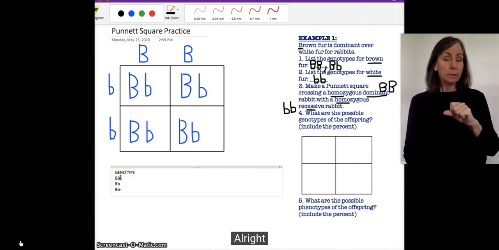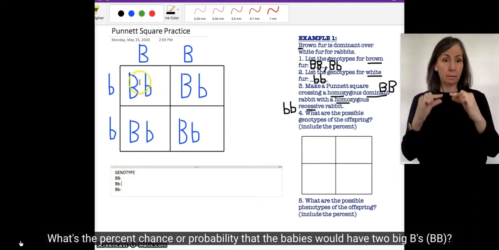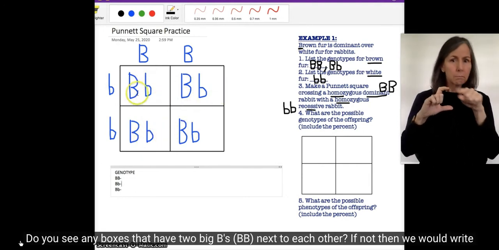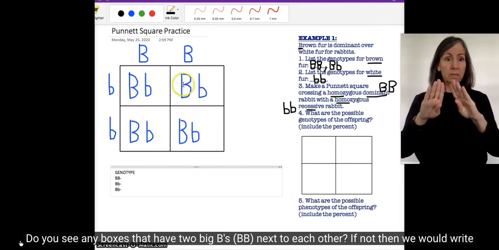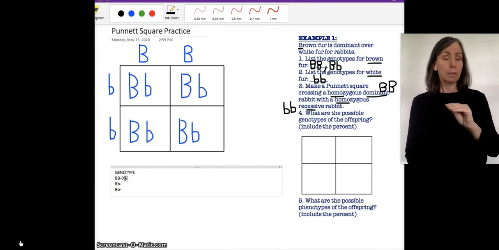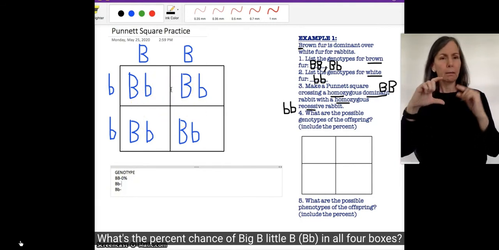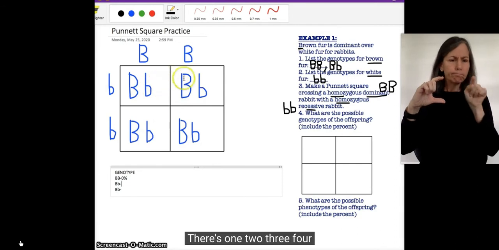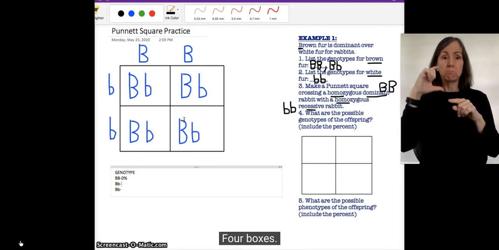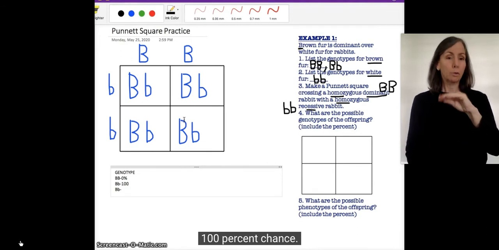All right. What's the percent chance or probability that the babies would have 2 big B's? Do you see any boxes that have 2 big B's next to each other? If not, then we would write 0%. What's the percent chance of big B, little b in all 4 boxes? There's 1, 2, 3, 4 out of 4 boxes. So that gives us 100% chance.